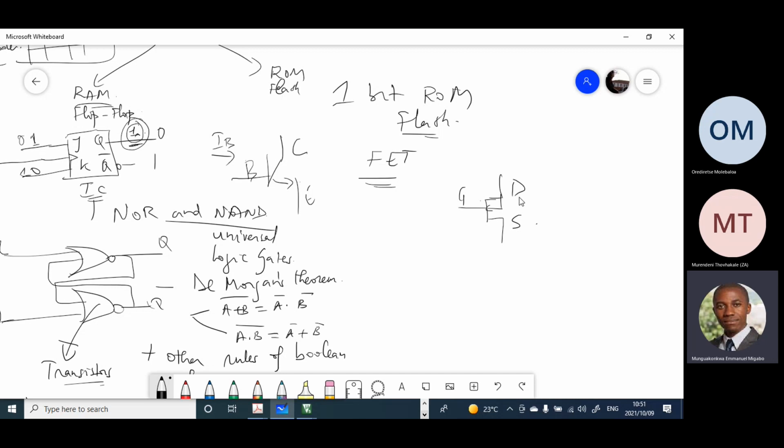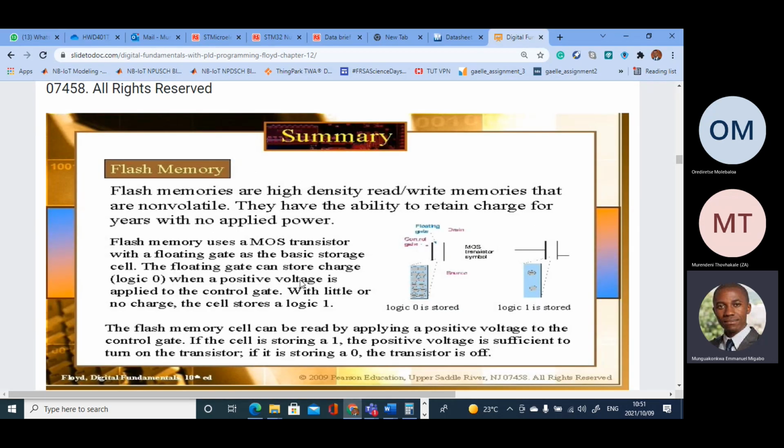But MOSFETs are voltage controlled. So it's all about how much voltage you apply from the gate to source. That determines whether it's going to behave like a closed switch, an open switch, or an amplifier. That's the only difference, basically. So to design a 1-bit flash memory cell, we use a MOSFET, and the specific reason is that MOSFETs are voltage controlled. So you'd apply a logic 1, for example, on the control gate.